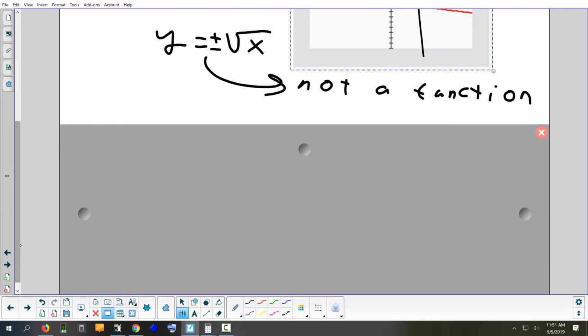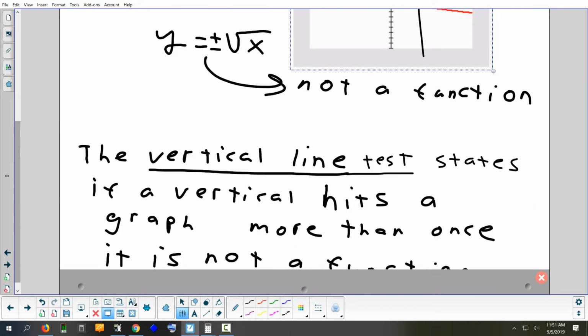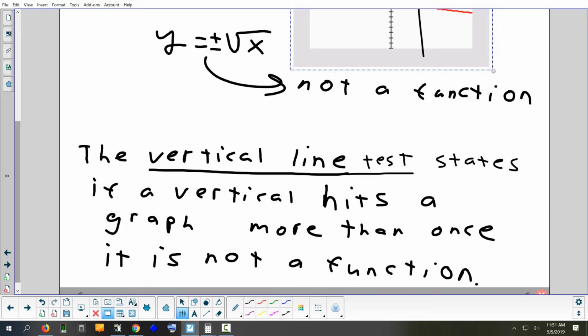So visually, the quick way to tell is to do that. If you can put a vertical line and it hits your graph more than once, you do not have a function. Okay, that's called the vertical line test. If you draw a vertical line anywhere and it hits your graph more than once, you do not have a function. What if it only hits it once? Then you do have a function. You're good. Okay, and that's called the vertical line test.